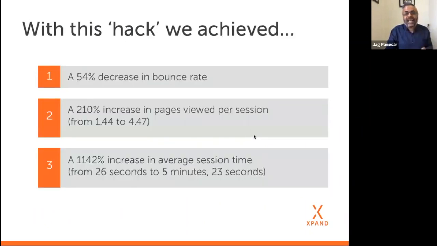Just to recap, with this hack, we achieved a 54% decrease in bounce rate, a 210% increase in pages viewed per session, and a 1,142% increase in average session time.